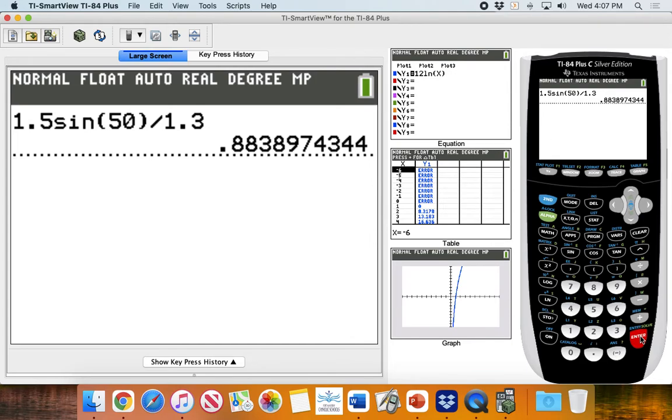0.8839. So I have a few digits there. I could go like 0.884 if I want to. I keep 3 decimal places usually. So this one I just wrote 4 for some reason.